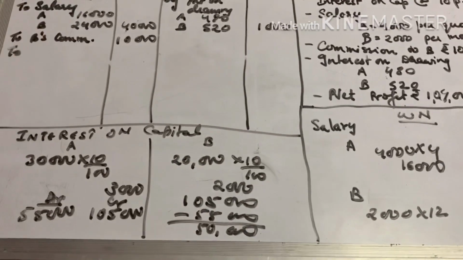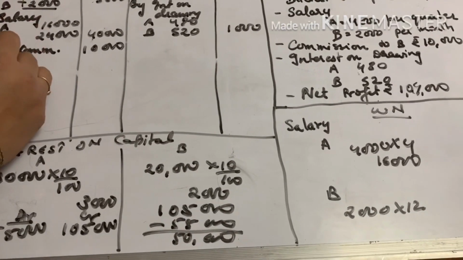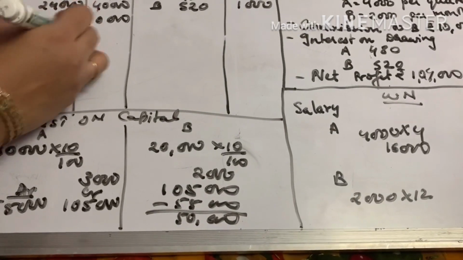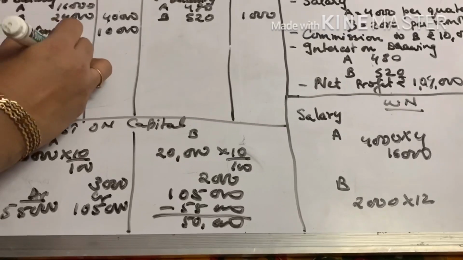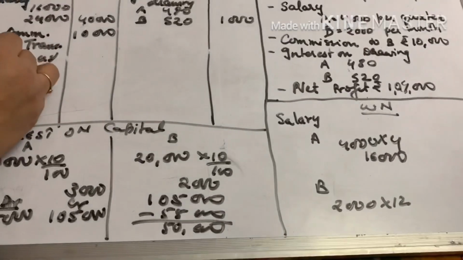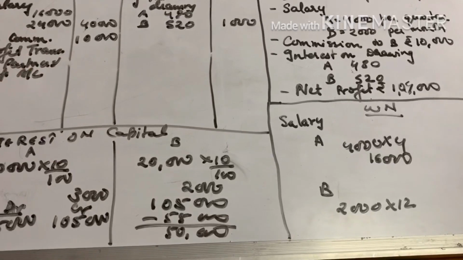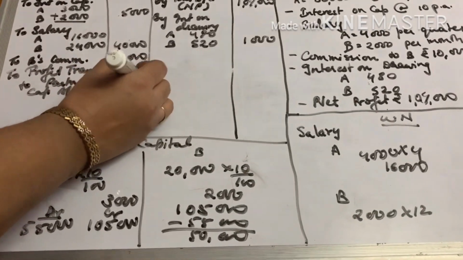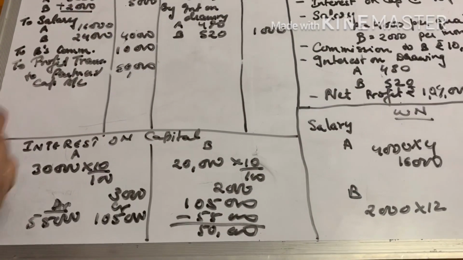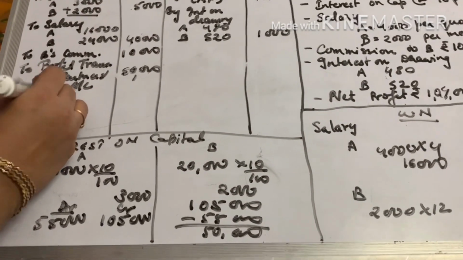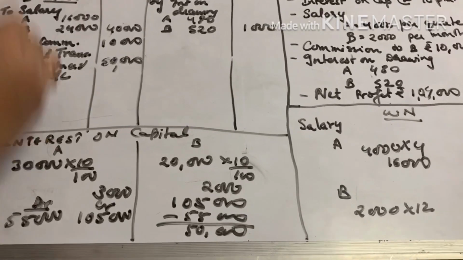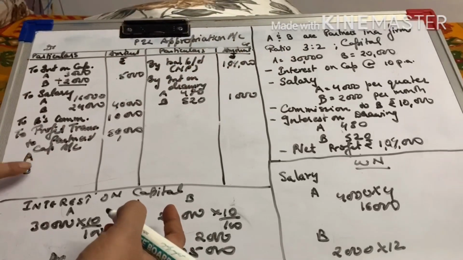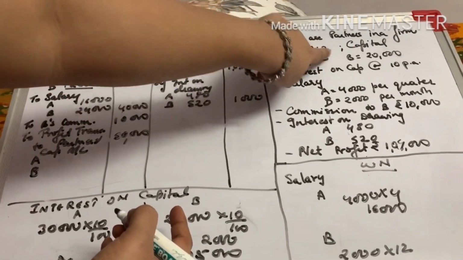So you will write profit transferred to partners' capital account. What is the profit that is transferred? It is 50,000. It will be transferred between A and B. In which ratio? It would be divided in the ratio 3:2.